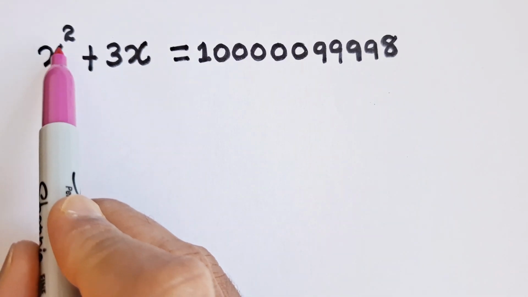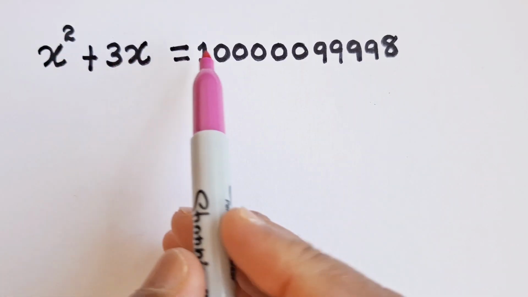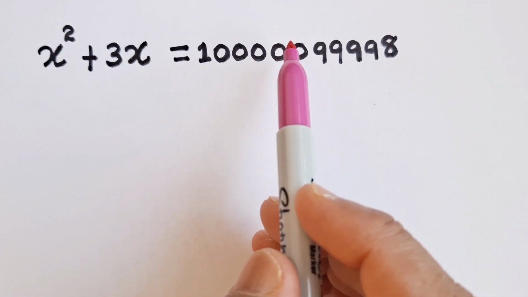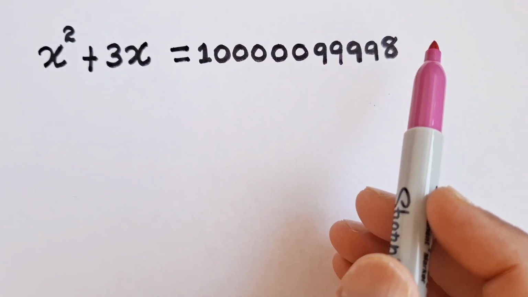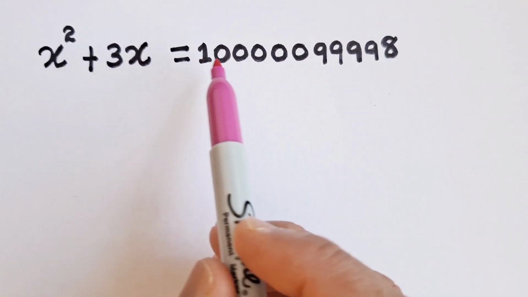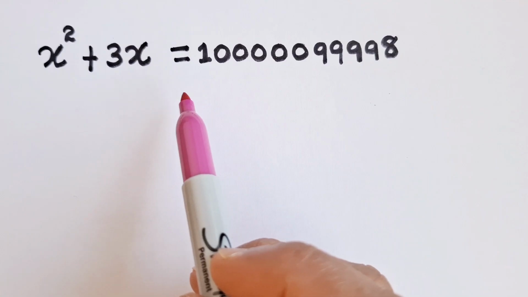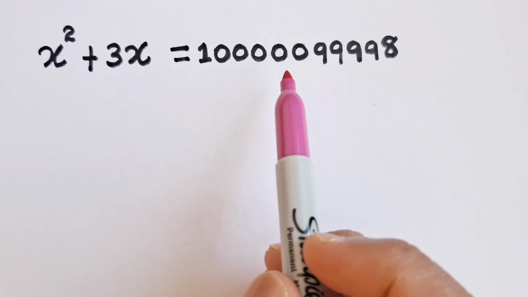So it is given that x to the power of 2 plus 3 times x equals this specific number. I wouldn't try to read this number. Please make a comment and let me know if you figure out how to read this number. So this is a quadratic equation.